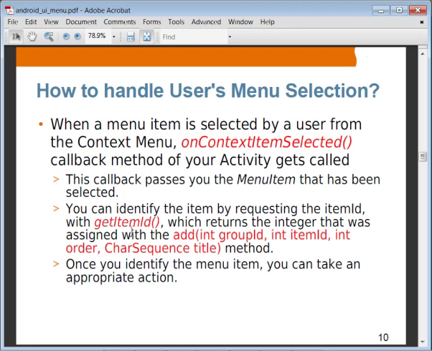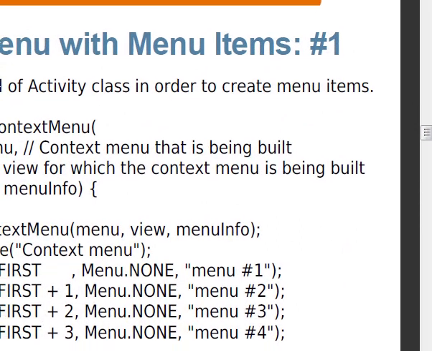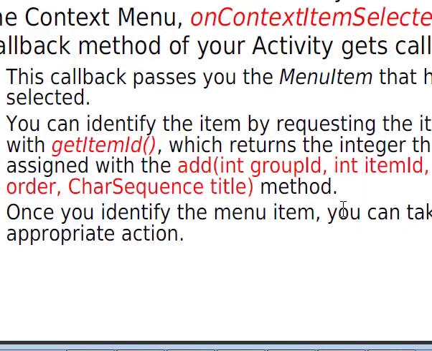So it will return an ID. So that's basically the ID that you specified on the second parameter. So this is an ID. Menu.FIRST, Menu.FIRST+1, 2, 3, and so on. Among these four menu items, the number that is passed to you, you can get that menu item number by calling getItemId.